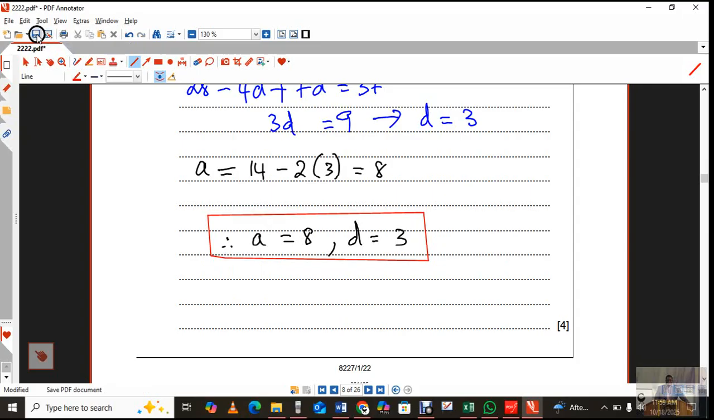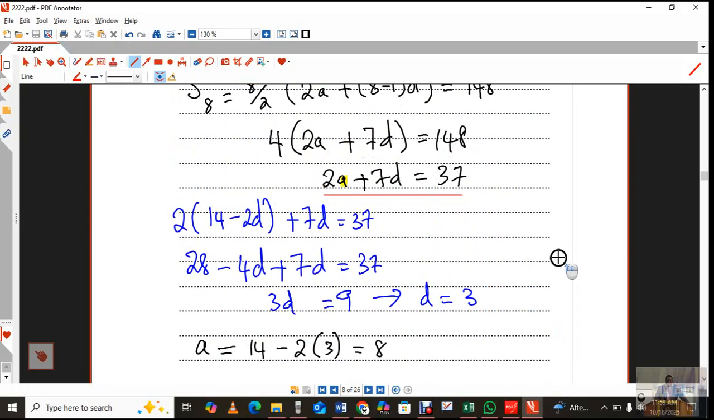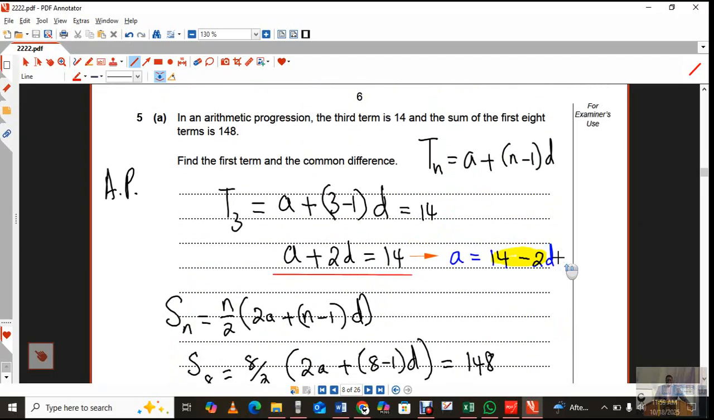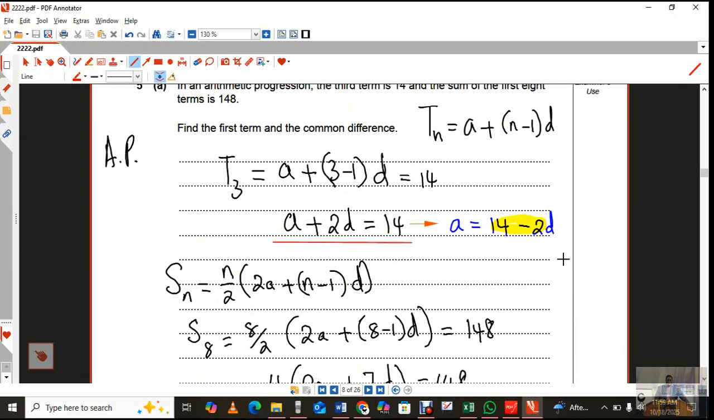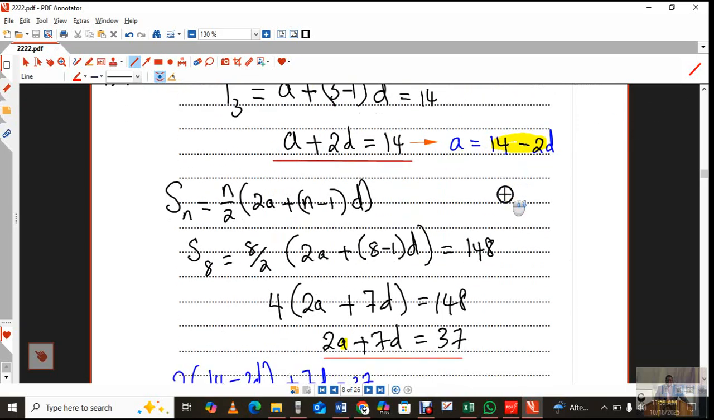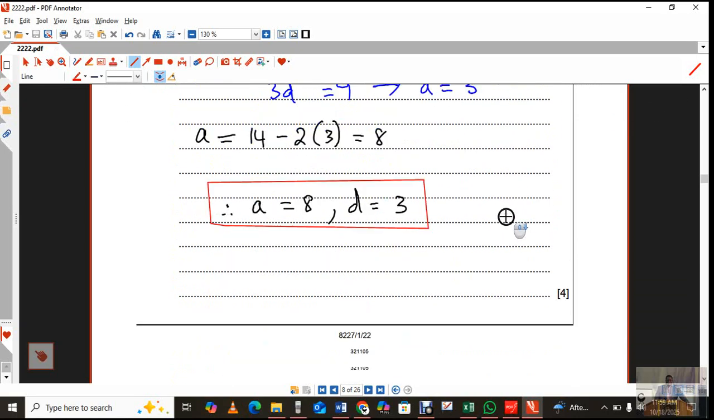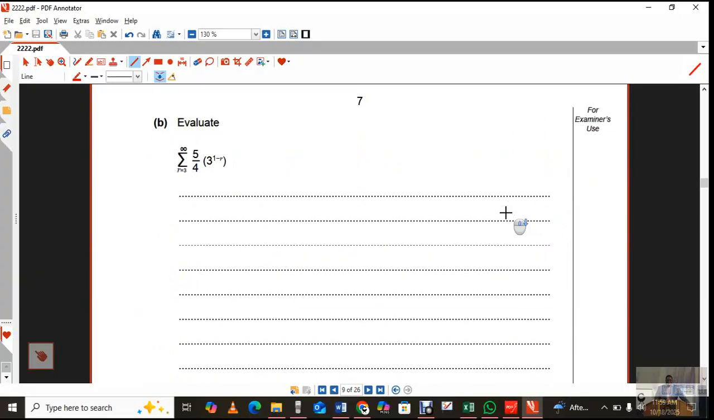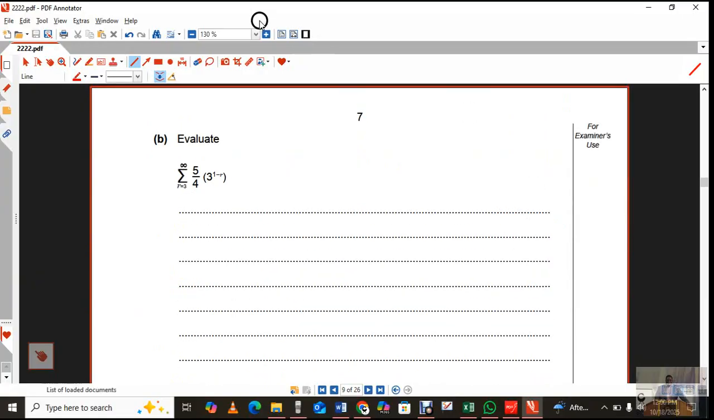Okay, that does it for question 5. Just take time to read it in. There is a B part to the question, however. So let's see what the B part is. Well, it also has to deal with sequences, but it's unrelated to that one.